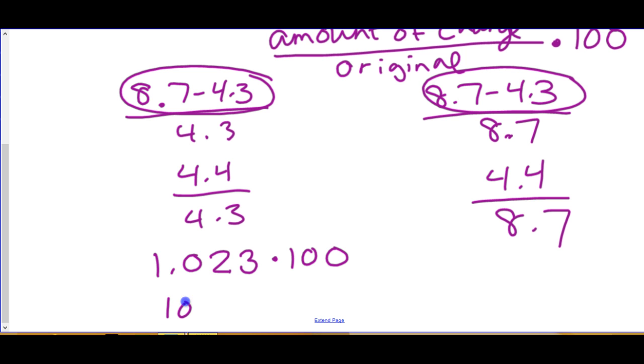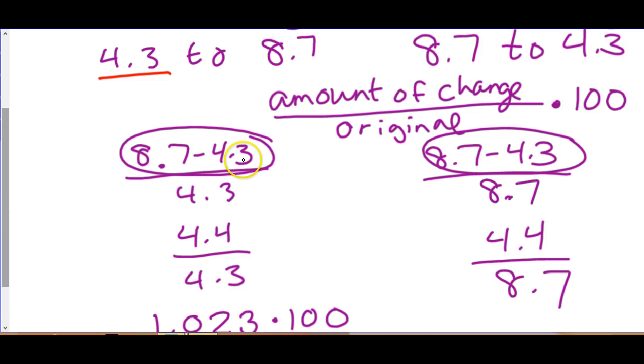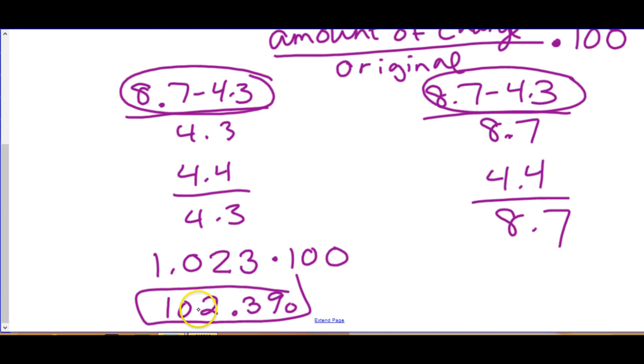This would be 102.3%. So that's how much we increased by. And that makes sense because we went 4.3 to 8.7 was 4.4. That's all of 4.3 plus a little bit more. So all of 4.3 would be that 100%, plus a little bit more would be that 2.3 extra percent.